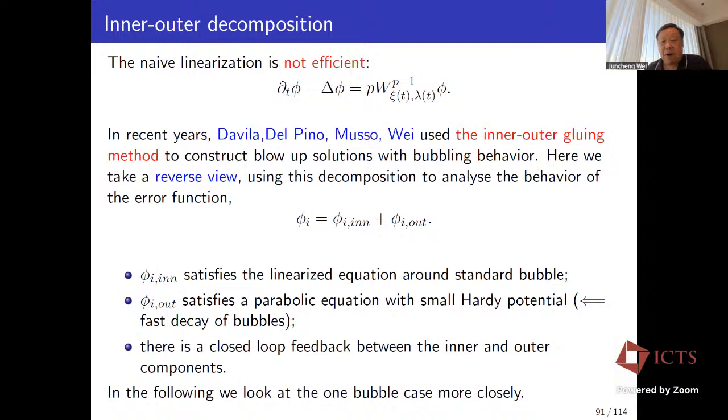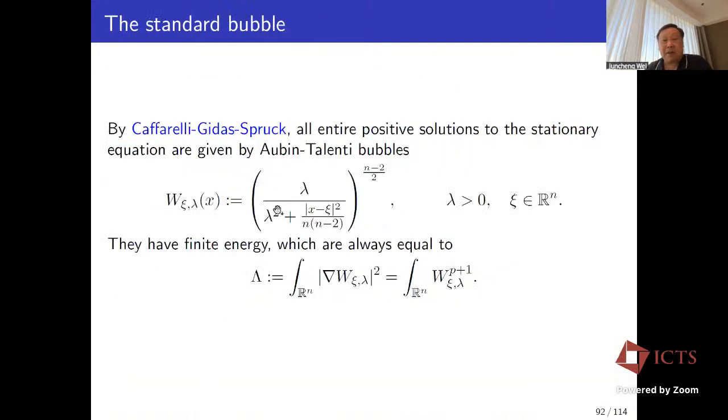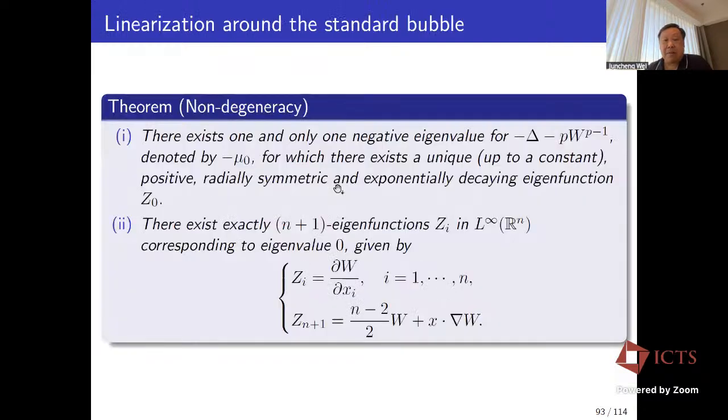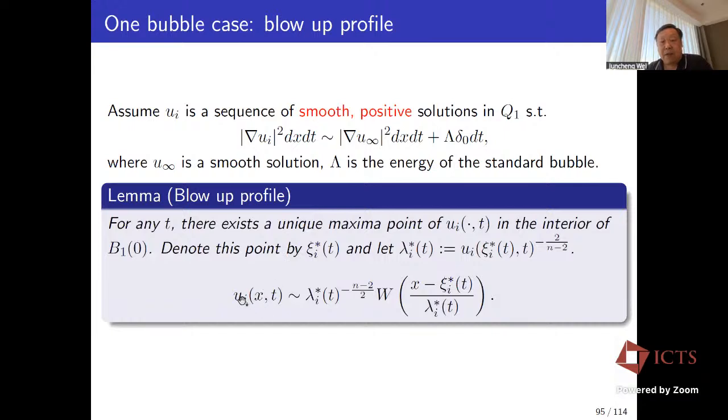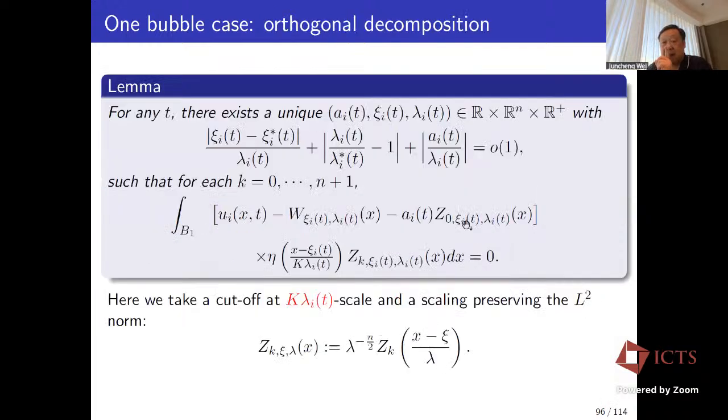So let's look at one bubble. So the one bubble, this is the Aubin-Talenti bubble, which we mentioned many times. And we know it's non-degenerate, and we know the kernel. And by the tangent plane analysis, we have this decomposition of the measure, and so we can decompose u in this Aubin-Talenti bubble. So we can assume that this lambda_i is the maximum of u at the maximum point.